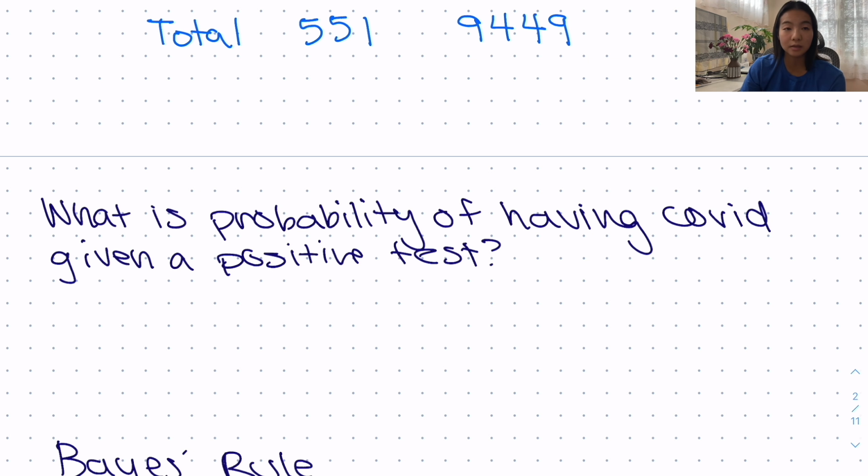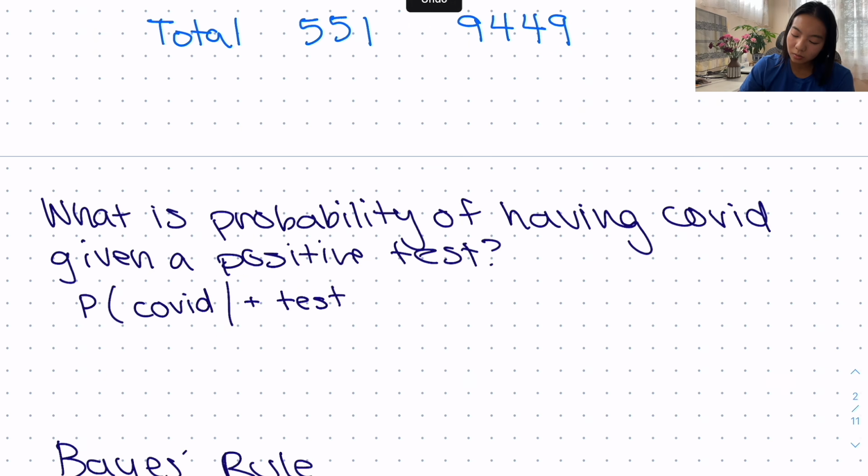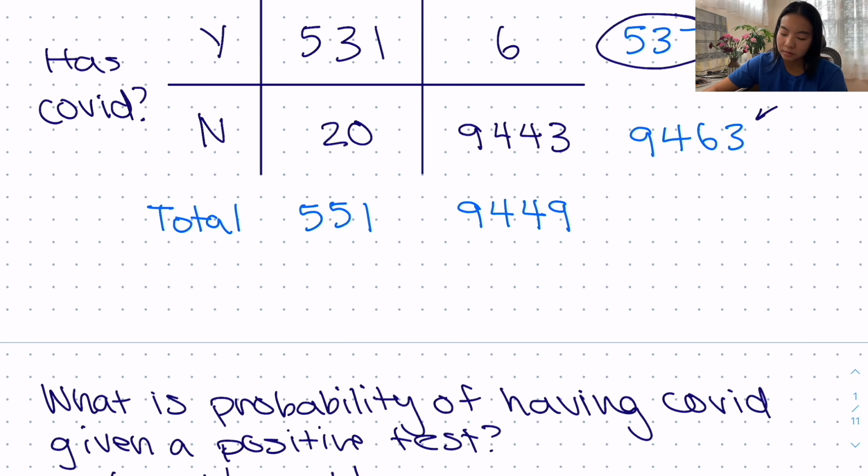Okay, so the first question that I have is, what is the probability of having COVID given that you have a positive test? And in probability, we write that out like this. So the probability of COVID given, so this line, that vertical line, means given that some condition. So given a positive test.